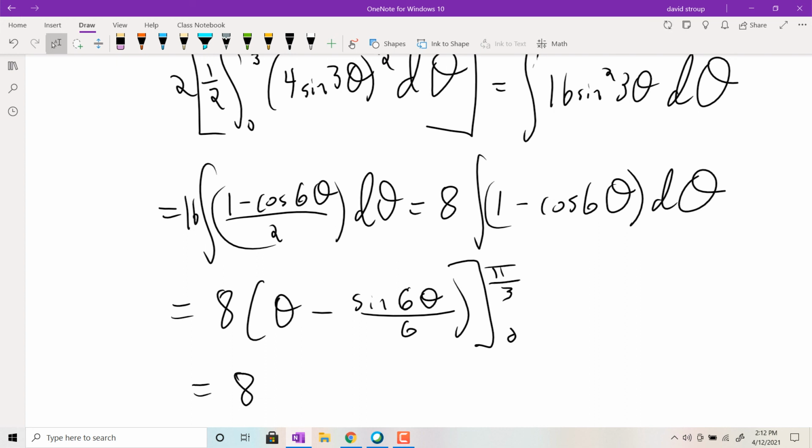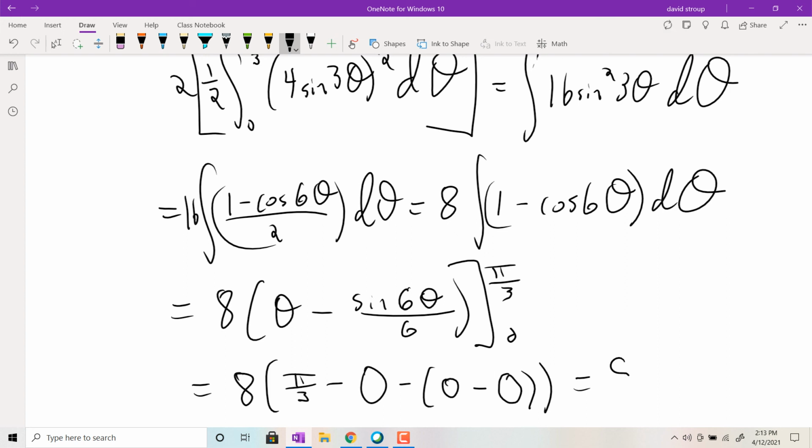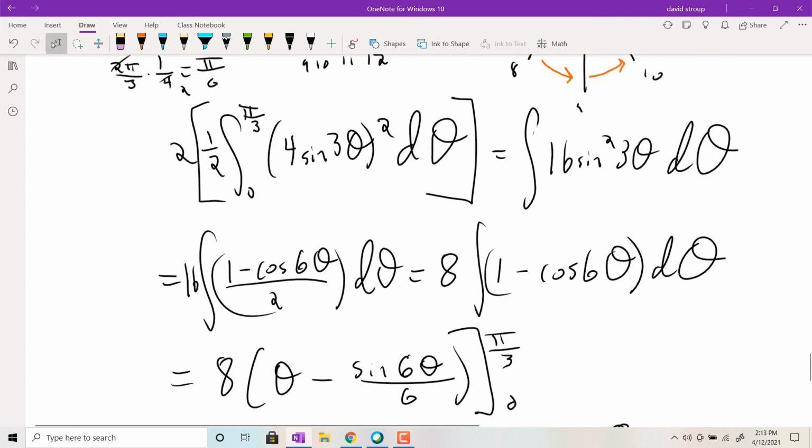Plugging in pi over 3 into the antiderivative, I get pi over 3 minus sine of 6 times pi over 3, which is the same as sine of 2 pi. Sine of 2 pi is 0. Then minus, plug in 0 into the antiderivative. So 0 for theta is 0, minus sine of 0. Sine of 0 is, again, 0. So all that stuff is 0. And you're just left with 8 pi over 3 for your area.